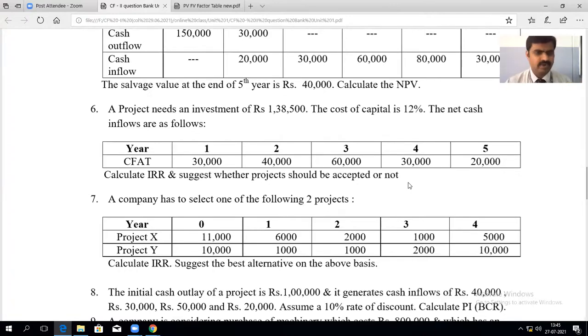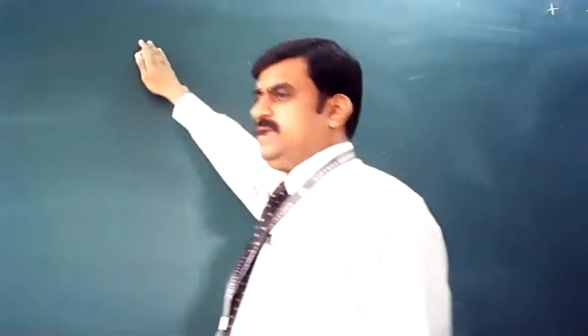So what is the first step? What do I want to do first? We need to first calculate the payback period. Let me do it now on the board. Please let me know whether you are able to see the board when I'm writing it.